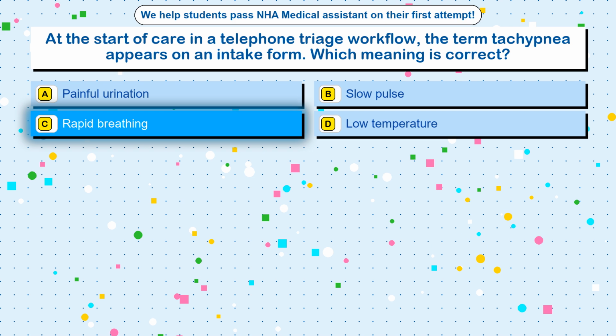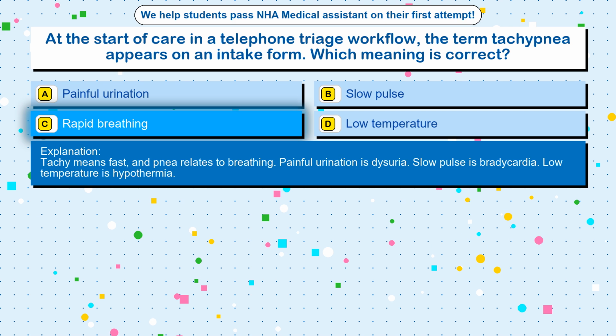Rapid breathing. Tachy means fast, and pnea relates to breathing. Painful urination is dysuria. Slow pulse is bradycardia. Low temperature is hypothermia.